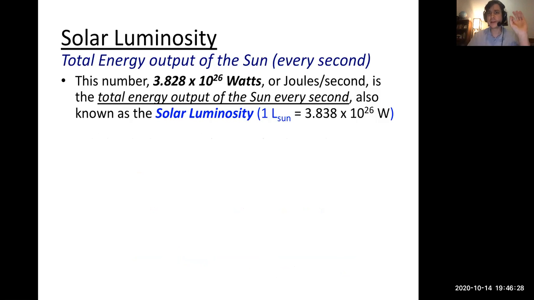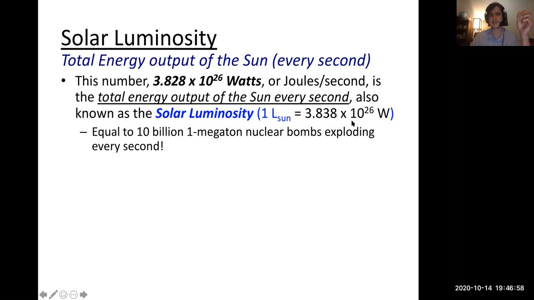But remember that this value right here, this 3.828 times 10 to the 26 watts, is the energy output of the sun. This is what we call the solar luminosity. So let's introduce one new solar unit, the solar luminosity. We call it luminosity, and we just give it the letter L because we're creative. And it equals this value in SI units, 3.828 times 10 to the 26.